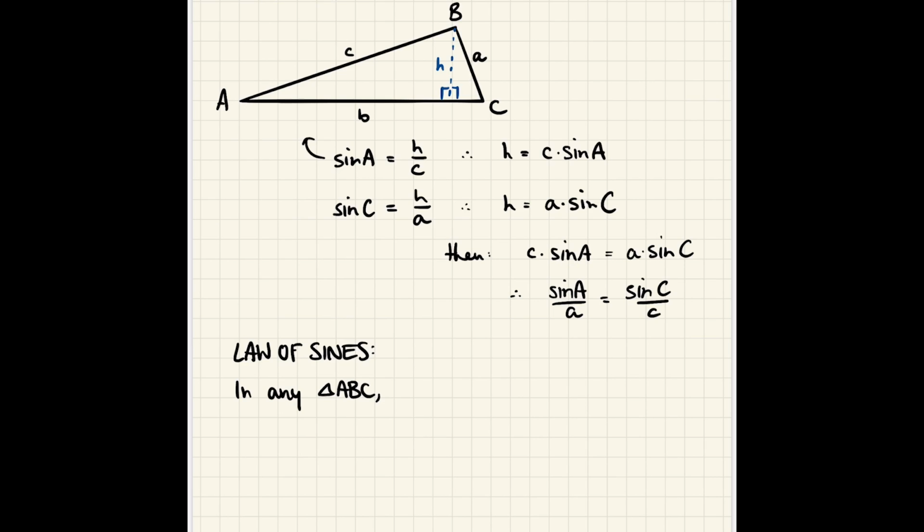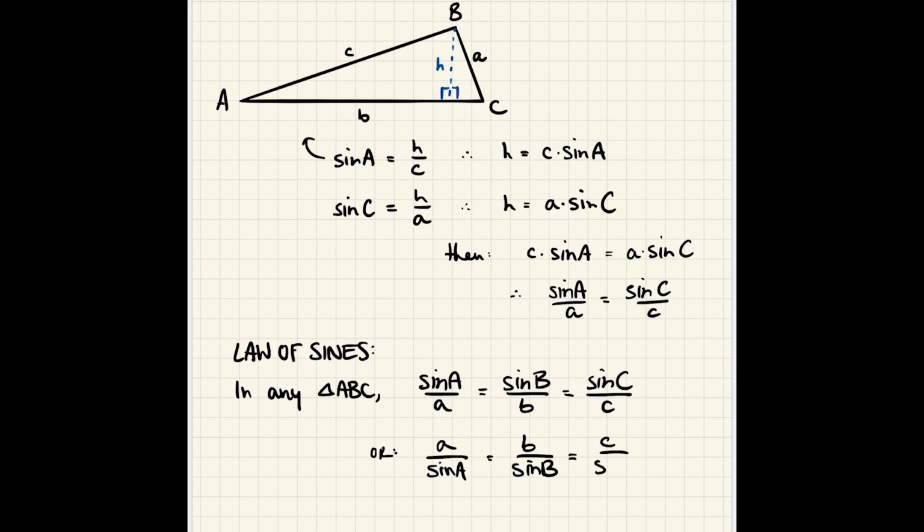So in any triangle ABC, we have the following fact. Sine of capital A over little a is sine of capital B over little b, which is sine of capital C over little c. And in fact, it's often convenient to use the reciprocals here to write this as little a over sine of capital A is equal to little b over sine of capital B is equal to little c over sine of capital C.